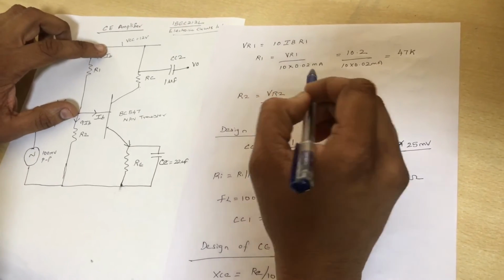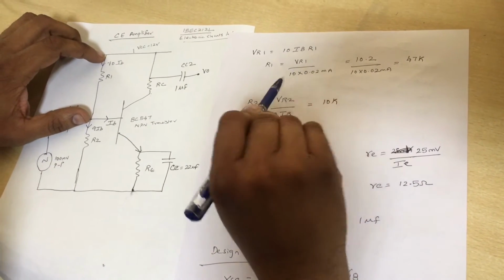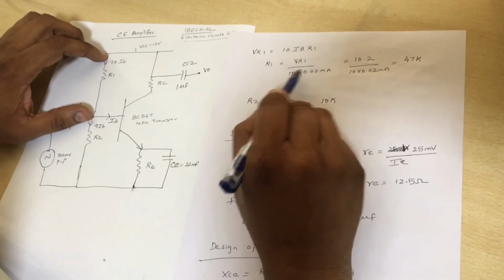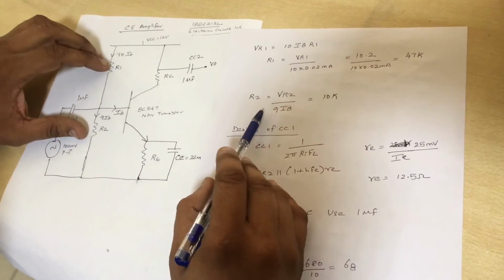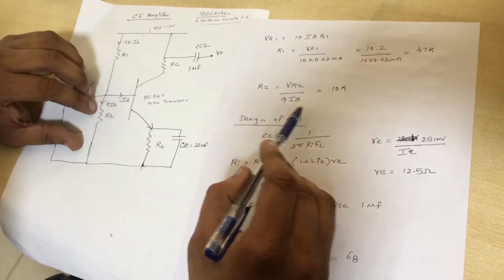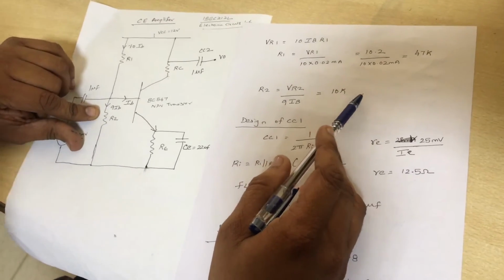We know the base current, so we know VR1. So R1 is nothing but VR1 divided by 10 into 0.02 milliamps, which comes to 47K. Similarly, we're going to calculate R2, which is VR2 by 9 IB, which comes to 10K.